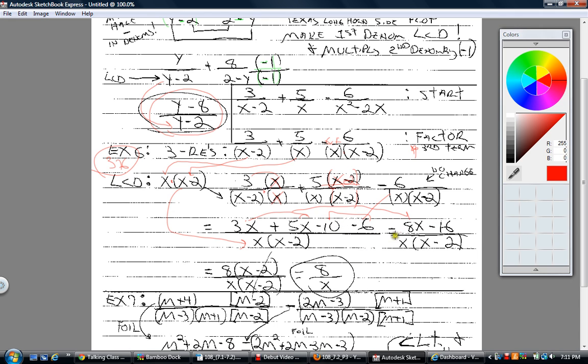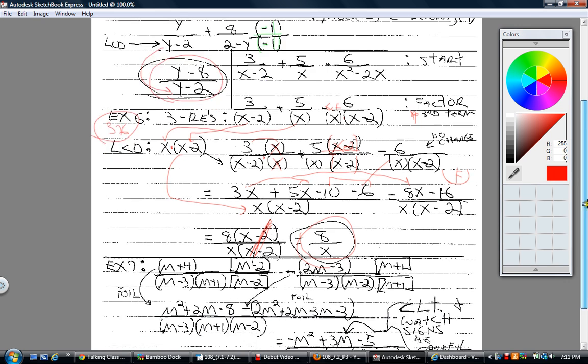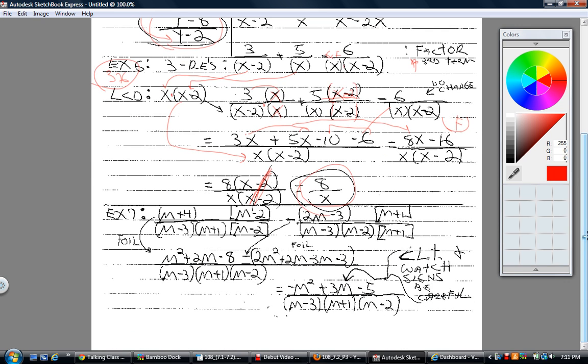10 minus 6. And you think you're done, and then you've got to say the word factor, factor, factor. And I pull out an 8. I'm left with x minus 2. In the denominator, I've got x and I've got x minus 2. You pull out your psi, Ninja Turtle psi, cross out common factors, and you're left with 8 divided by x. Okay, not too bad. A little bit of work.